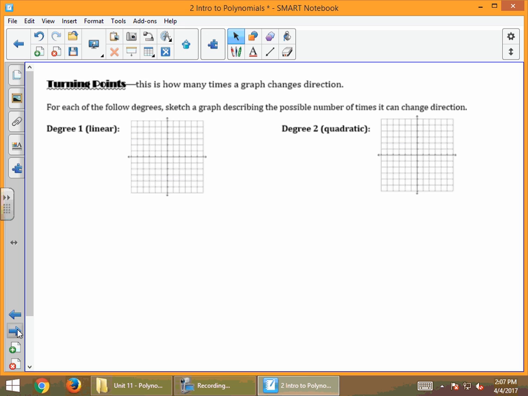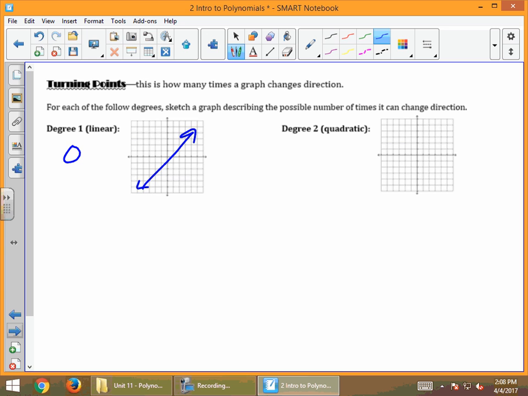So if it's linear, what kind of graph is it going to be? A line. Yeah, straight lines. Are there any turning points? No. This is a perfectly straight line. So there's zero turning points.